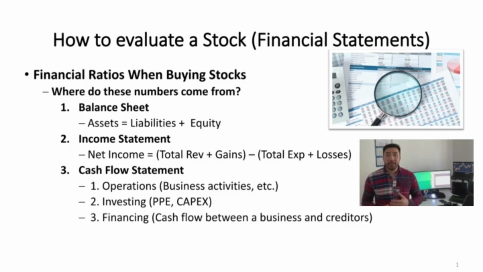So you typically have your net income. The formula for this is the total revenue plus any gains that you have, minus your total expenses plus losses for that period. And then there's number 3, a cash flow statement. This is talking about the cash inflow and the cash outflow of a business. So number 1 is operations. These are your business activities. Number 2 is investing. This could be property, plant, and equipment, or capital expenditures. And then number 3 is financing. So you have cash flow between your business and your creditors, which is shown on a company sheet.